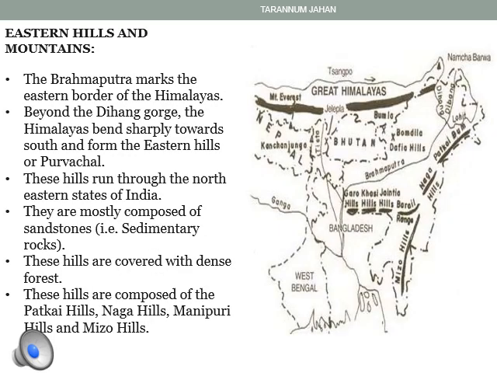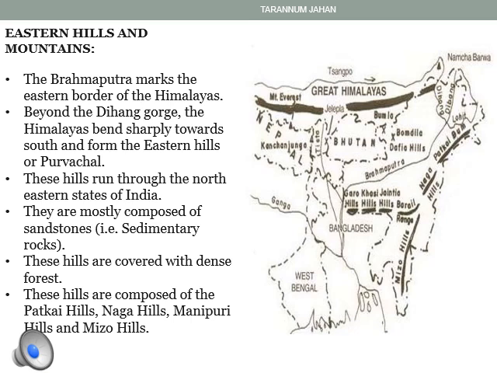Now from the Assam Himalayas, again it comes to the eastern hills and mountains. That is, from Assam it comes down, called the Purvanchal mountains. So here these Himalayas come up to the Purvanchal. The Himalayas bend sharply towards the Purvanchal. These hills run through the northeastern states of India. Whatever the northeastern states are there after Assam, these Himalayas are running towards there. And here you find sedimentary rocks.